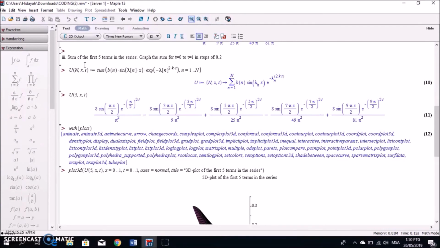First, we have to put the equation, and then we substitute n equals 5, and you will get the answer in terms of x and t. Then we plot using plot 3D. We put the general solution inside, and then we will get the graph.